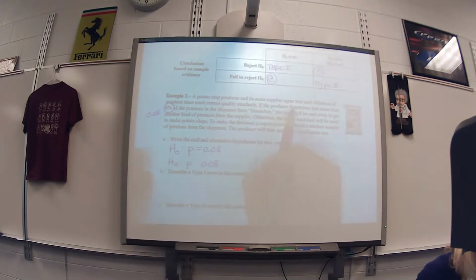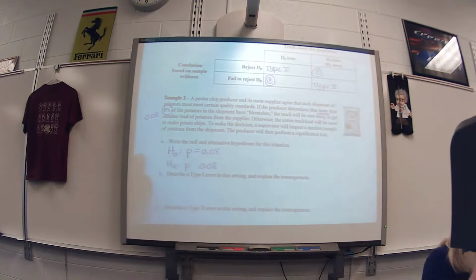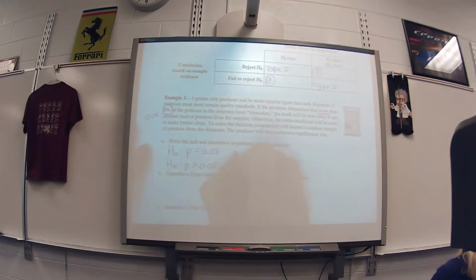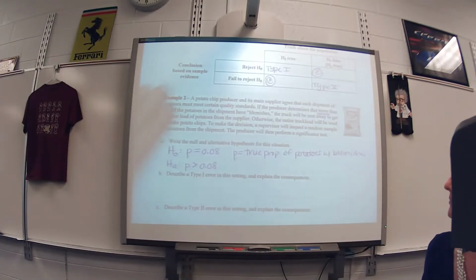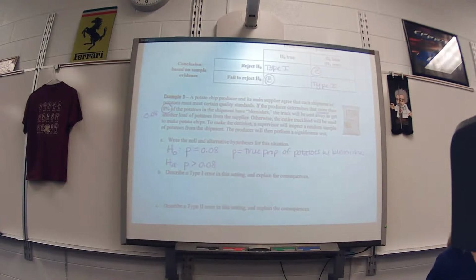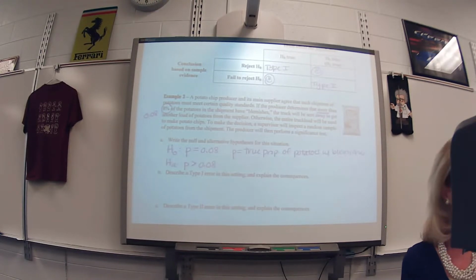If the producer determines that more than 8%, greater than, those are your null and alternative hypotheses, where P stands for the true proportion of potatoes with blemishes, whatever that might mean. That's how you write null and alternative hypotheses. Okay? Think of it as 3 parts. There's H sub O, H sub A, and define your variable. And never use a P hat or an X bar here. You either use P or mu.